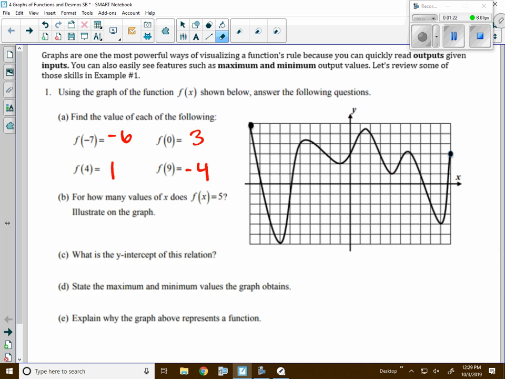Okay, now, letter B is a little different. It says for how many values? So you're not giving me the values, you're just telling me how many. What variable replaces f of x? Y. So go to y equals 5 and draw a straight line across y equals 5. It's the easiest way to see this one. And then put a dot everywhere that your line crosses that graph. How many times does it cross? 3 times. That means there are 3 x values.